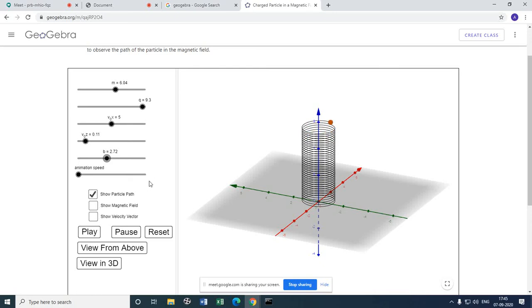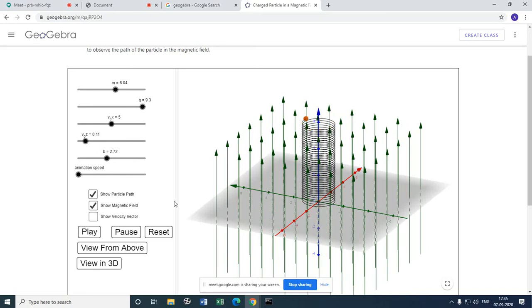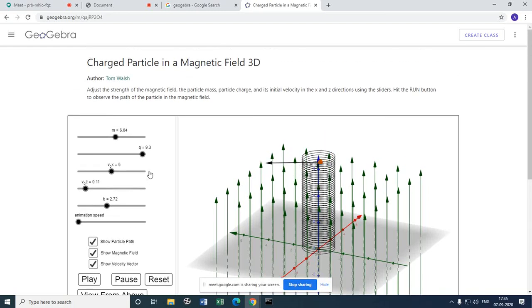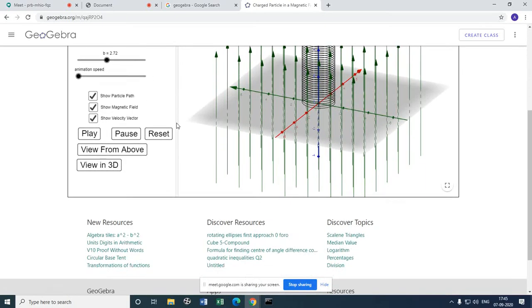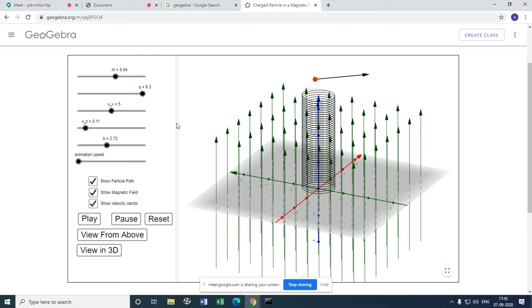Interesting, no? Now show the magnetic field. This is the magnetic field. This is the velocity vector. It is always tangent to that surface, no? Tangential. Very good work by the author.